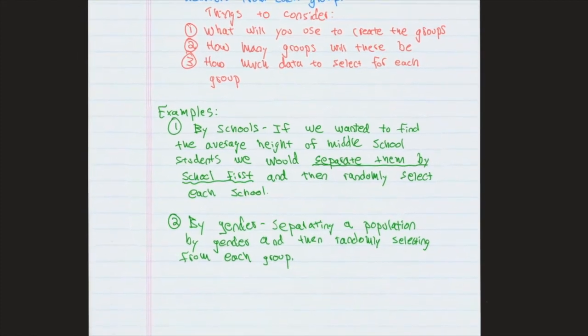Another way to separate into groups could be by gender. So you could separate a population by gender. That kind of flows naturally depending on what your population is. Those are just two examples of separating things into groups. Sometimes it makes sense to do groups, other times it doesn't.